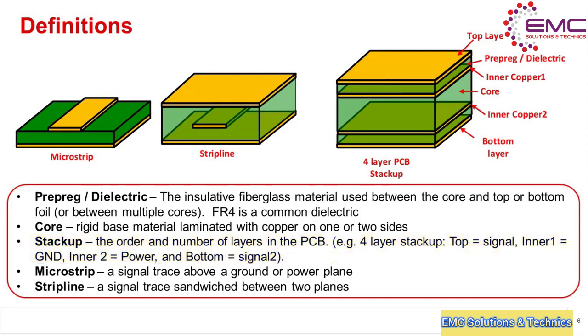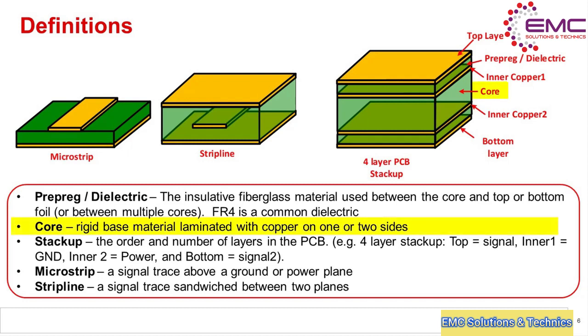The layers in a PCB are separated by a fiberglass insulative material called dielectric. The most common dielectric material used is FR4. Higher frequency designs may require more expensive dielectrics, such as Johnson, but we will only cover FR4.